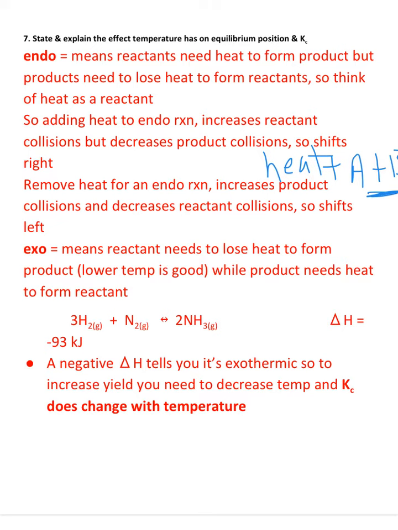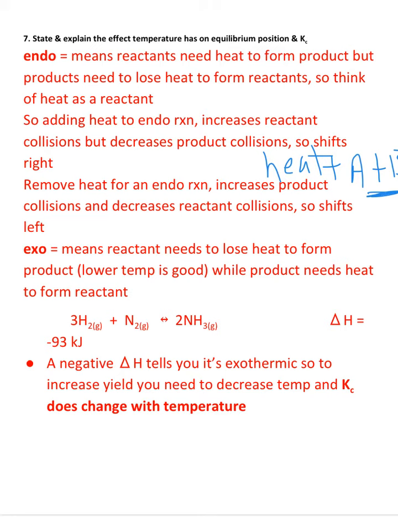So as my product decreases and my reactant increases, I'm going to see a decrease in Kc because, again, as reactant forms, unlike adding a product substance, my reactants can't break back down because they're losing heat and they need that heat in order to form product.